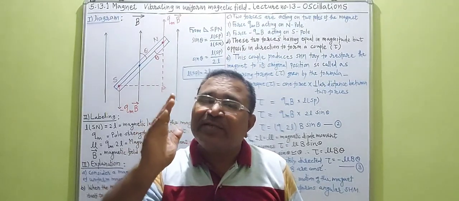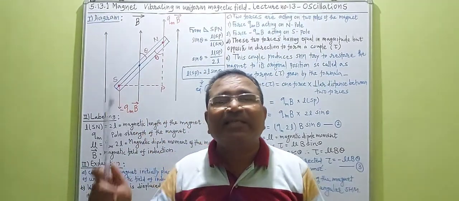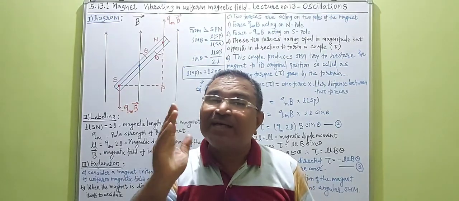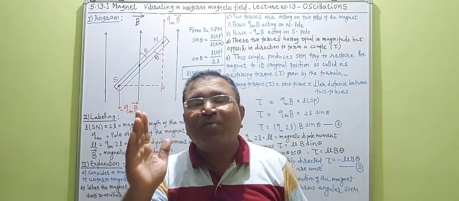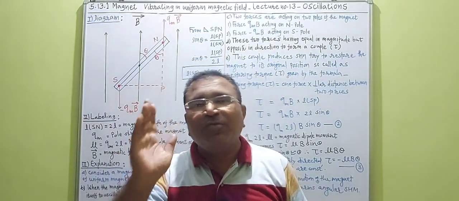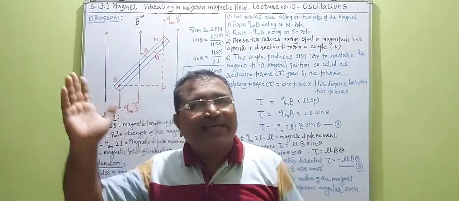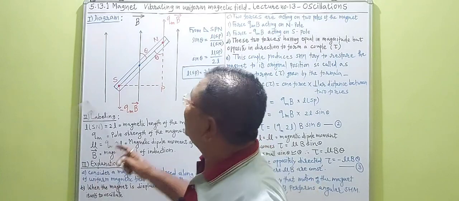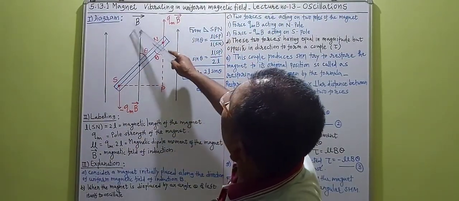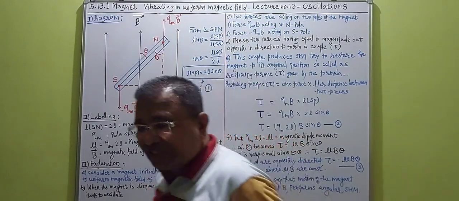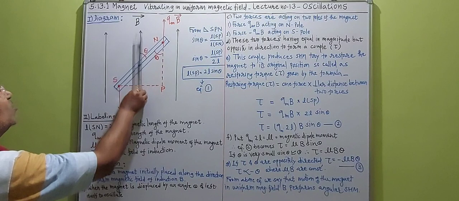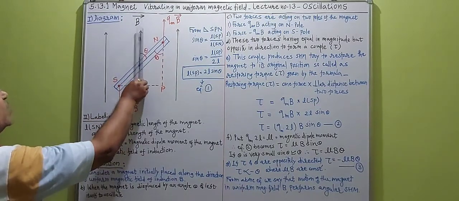As long as 12 science oscillation is concerned, this is lecture number 13, and in this lecture we want to discuss a magnet vibrating in a uniform magnetic field of induction B, or a magnet oscillating in a uniform magnetic field of induction B. Let us see the diagram. The diagram is like this. These black arrows suggest uniform magnetic field B, and initially the magnet is placed along the direction of the uniform magnetic field of induction B.